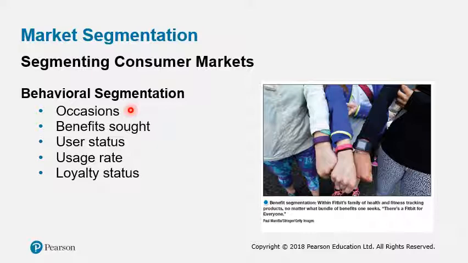Next is the user status. There are three user statuses that we can subgroup: the first one is the current user, potential user, or even an ex-user. Ex-user means you used to use that particular product and now no longer use it. The marketers might have a different marketing mix for these different types of users. For example, if you have been using Cellcom for a very long time, then you are a current user of Cellcom.